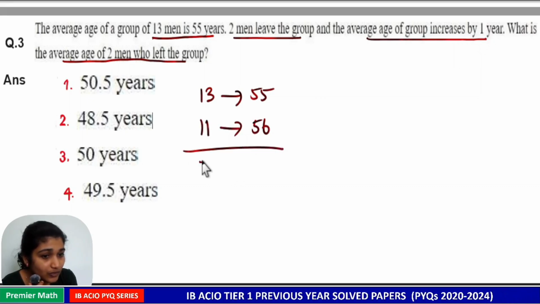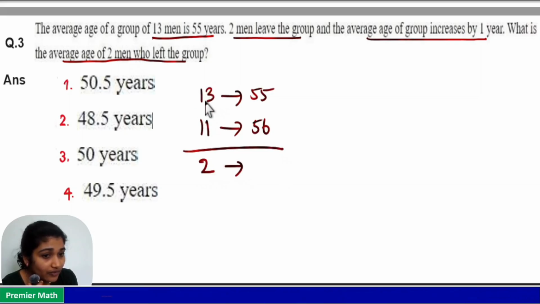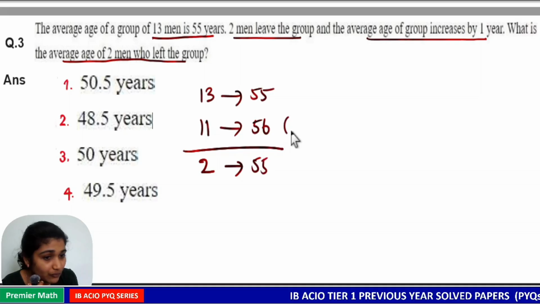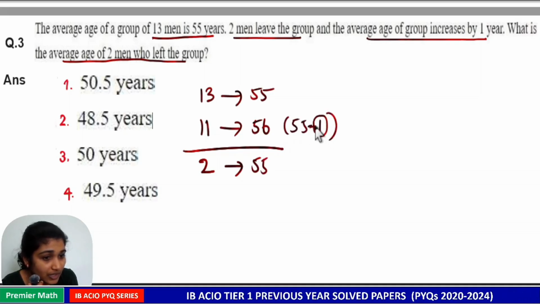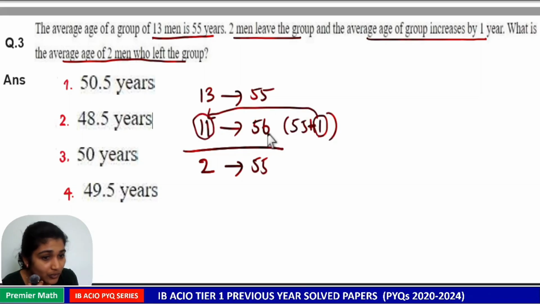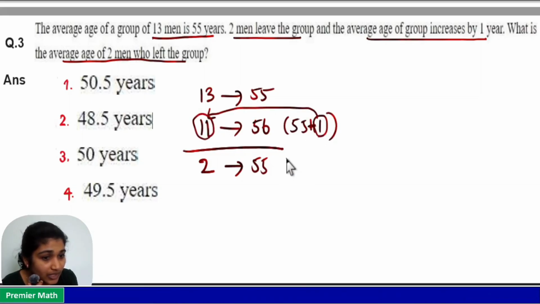Now we have to find the average of the 2 people who left the group. Here we are not taking the total average of 13 people. We are taking the average of the 2 men who left the group. That is 13 minus 11 is 2. Now take the common average, which is 55. That is 56, I can write it as 55 plus 1. Now this plus 1 increment in average is for these 11 people. So the extra sum is equal to 1 into 11, 11.